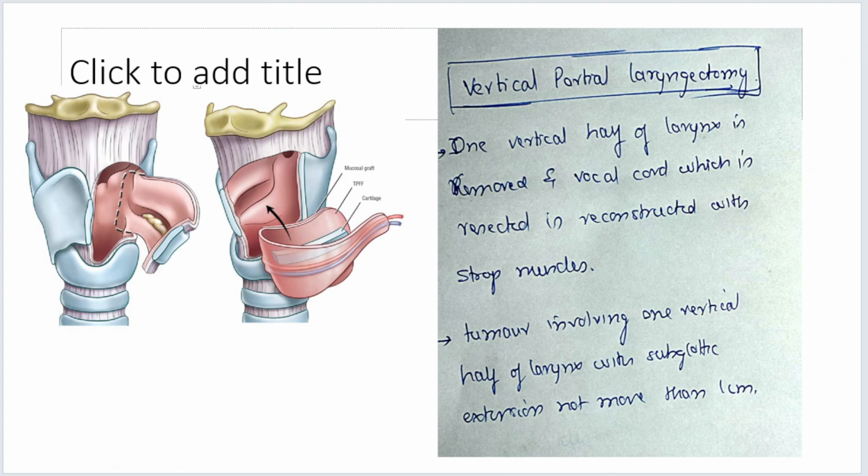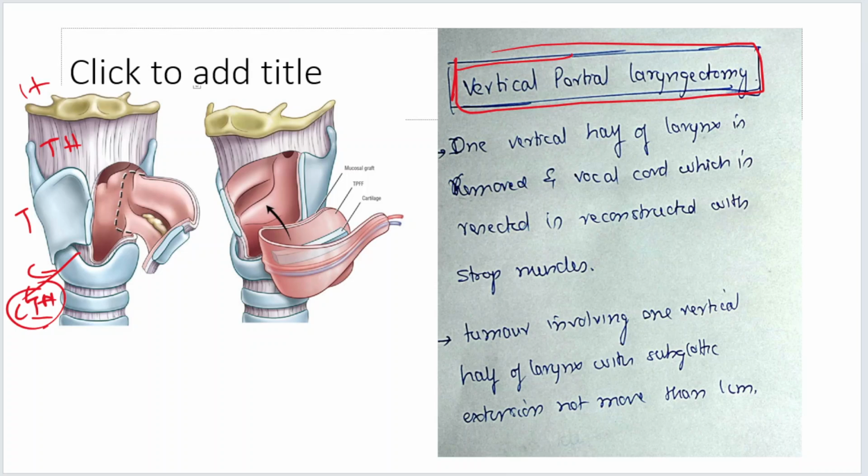Now coming to vertical partial laryngectomy, again I want to show you a diagram. Here this is the hyoid bone, this is the thyroid cartilage, this is the cricoid cartilage, these are the thyroid rings. This is the thyrohyoid membrane, this is the cricothyroid membrane. Okay, so what is being removed? One half of the thyroid lamina is removed.